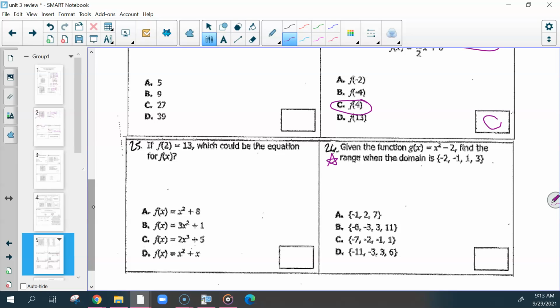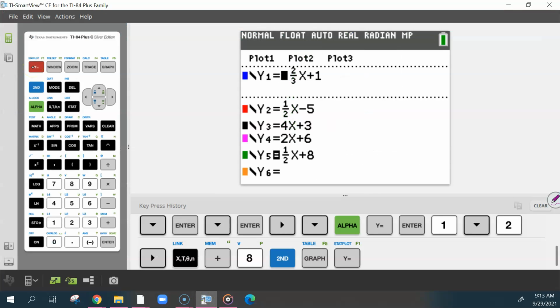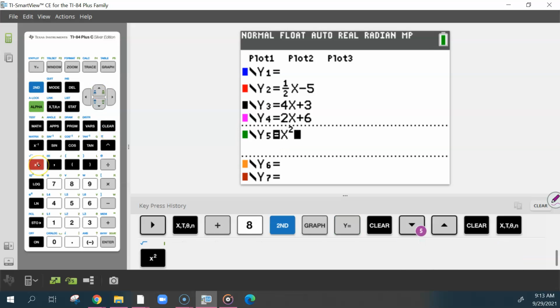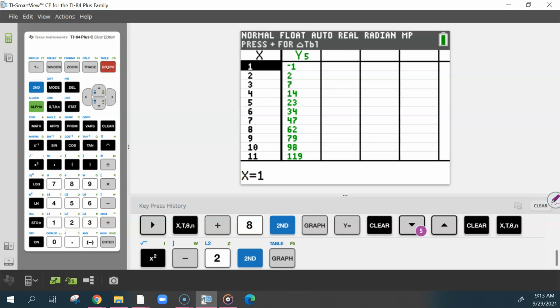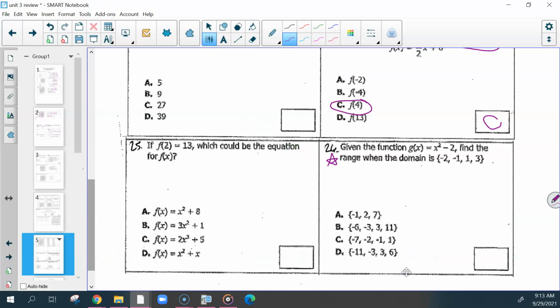It asks us to find the range, so we're looking for our y values when given this domain. So we're going to put in x squared minus 2, and then find the range for these four values. Oh, I didn't do that. Hang on. X squared minus 2, and we're looking for the values -2, -1, 1, 3.